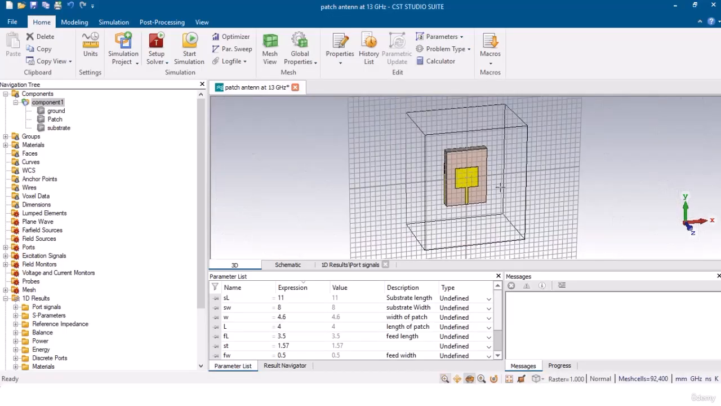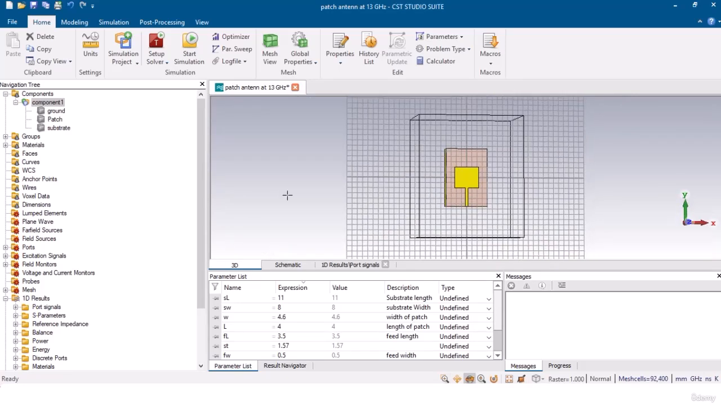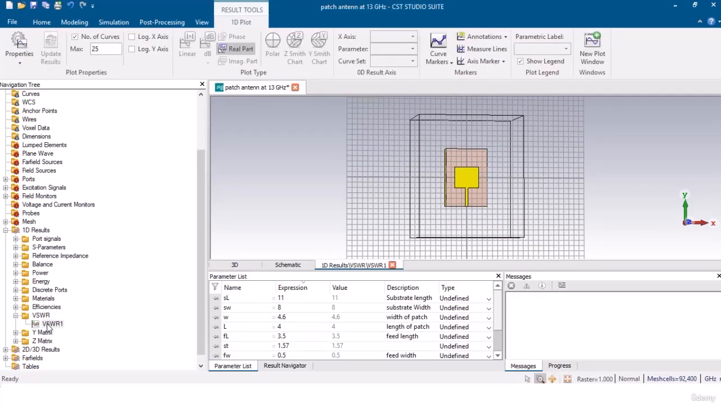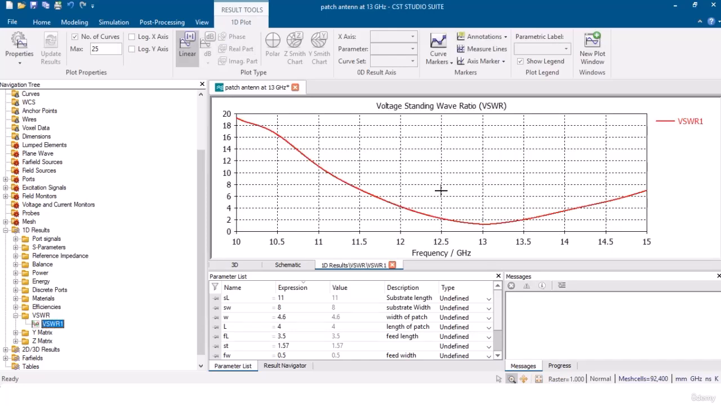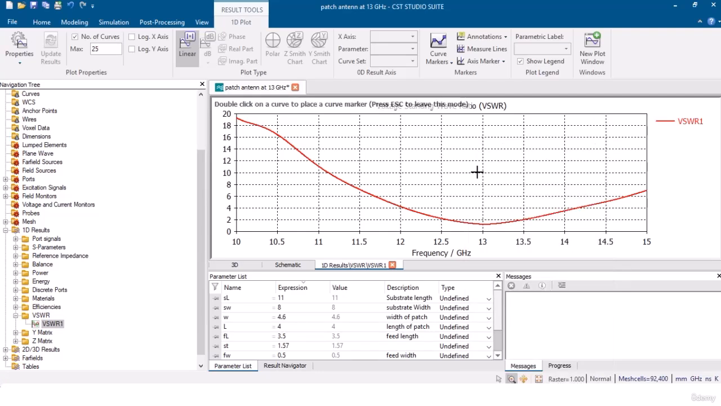Now we will go into our antenna. This is the geometry which we designed in the previous lectures. Now I will show you the voltage standing wave ratio of this antenna. We will go to the 1D result, and here you will see a folder which shows the VSWR. If I open it, you can see a voltage standing wave ratio plot ranging from 10 GHz to 15 GHz. But our antenna is operating at 13 GHz. So I will draw an axis marker at 13 GHz.